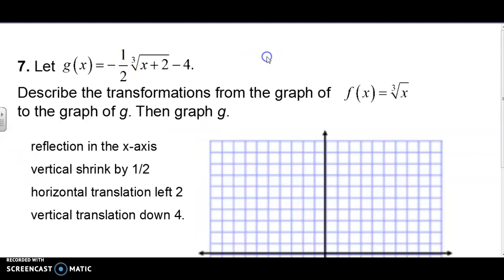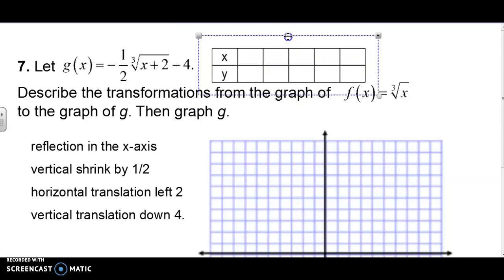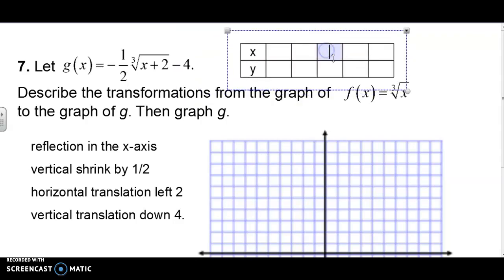Now to talk about our graph, we're again going to want to insert our little table here. So if I wanted the inside to be 0, I'd have to make it negative 2. To make it 1, it'd be negative 1. To make it 8, we'd have 6. And then negative 3 and negative 10.